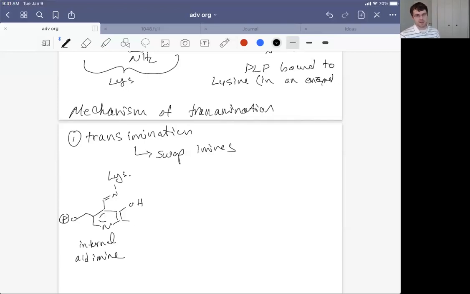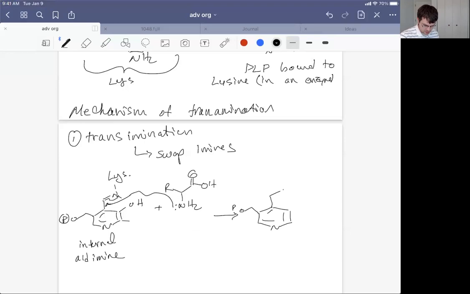So this is an internal aldimine because it's within the active site of the enzyme, and the PLP is actually bound to the enzyme covalently at this stage. But that's not going to be for long, because what we're going to do is take the NH2 that's on our amino acid, and we're going to adduct with the imine, the internal aldimine, to make this intermediate with 2 nitrogens.